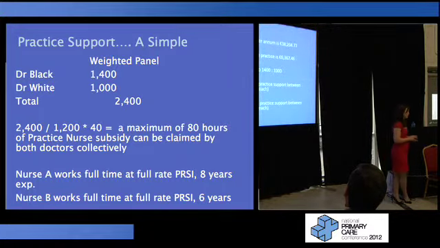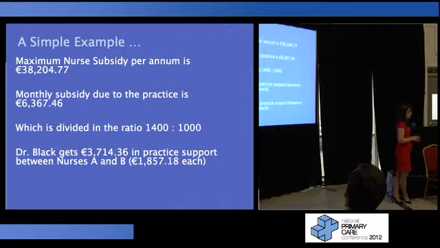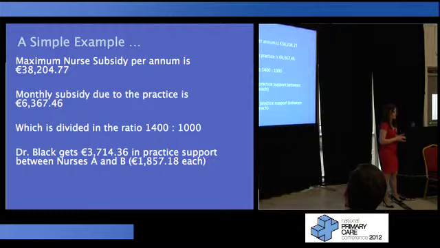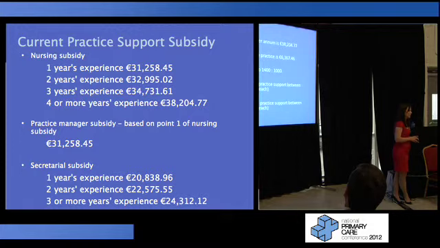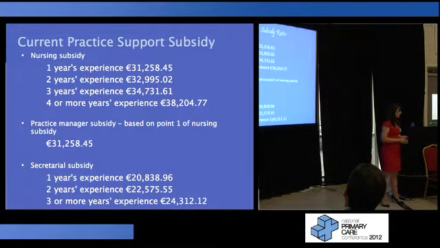The maximum nurse subsidy per annum is €38,204, and therefore the monthly subsidy, when you add it up, is €6,367, which then gets divided back into the ratio of 1,400:1,000 in order to be paid back to the GMS doctors pro rata for the number of patients on their panel. So even from that simple example, you can see it's not as simple as you might hope. And Dr. Black will get a greater payment than Dr. White, even though when you add them together, the nurses are claiming their full subsidy. So the total rates, as you can see, actually go a very long way.